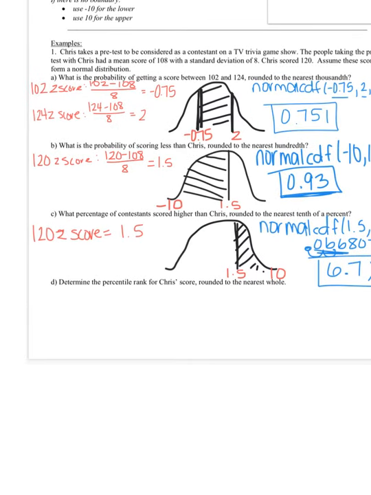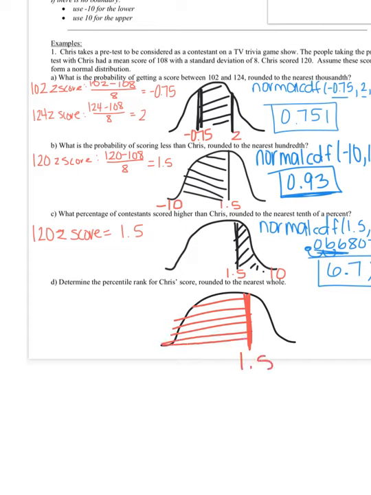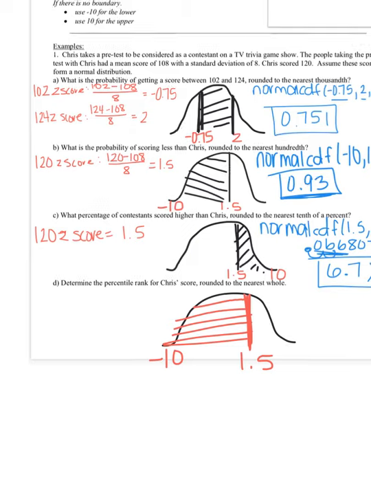And the last question. I just wanted to clean up the percentile thing. When I ask you for a percentile, I am asking for the percentage of people that scored at or below. At or below. So we're looking for the percentile rank for Chris's score. Chris's score is here. So at or below. We know Chris is at 1.5 standard deviations away. There's no lower boundary, so it's -10. We did this with letter B. It's essentially the same question, just asking you for the percentage.